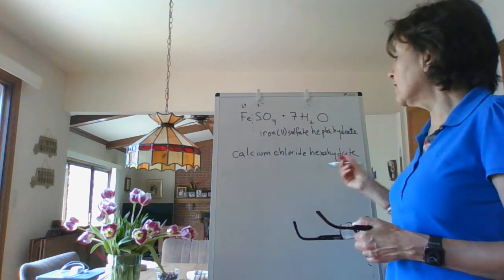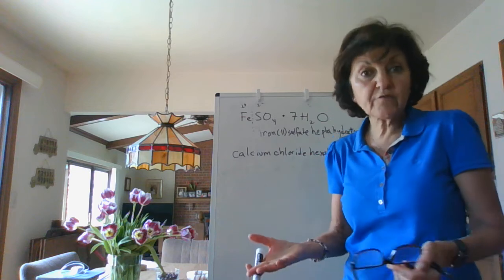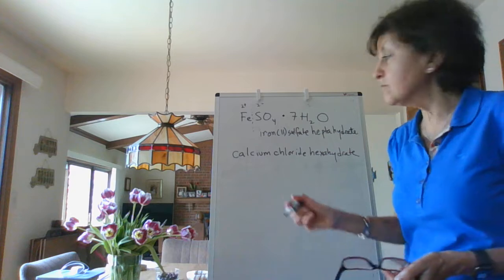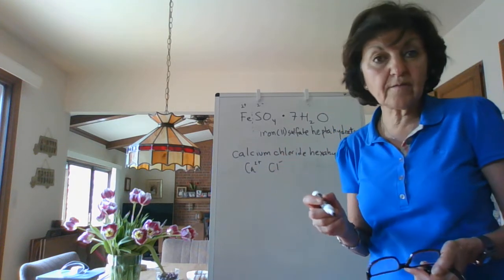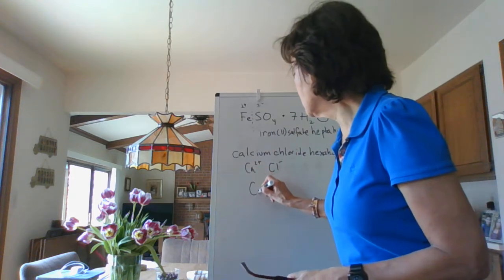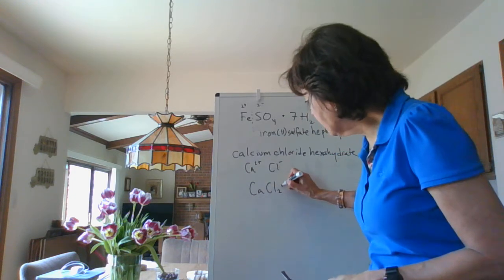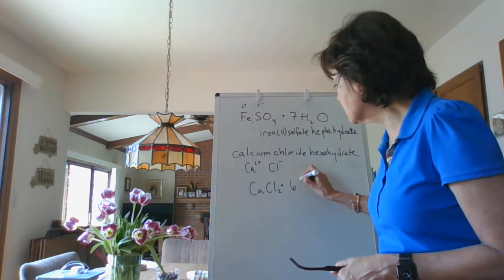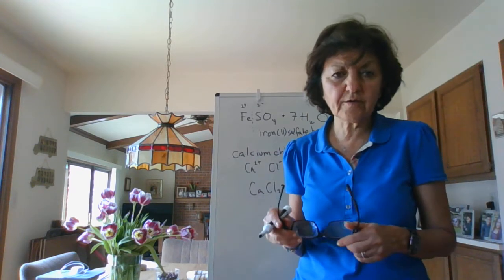Well, what if I give you the name of a compound? Calcium chloride hexahydrate. Now you have to write the formula. Well, calcium chloride, you should know how to write that. Calcium, you know that calcium is 2 plus, chloride is -1, crisscross, just like we learned in previous videos. So it's CaCl2. Okay, dot. What is hexa? Hexa is 6. So dot 6H2O. Okay, hydrates are pretty straightforward.